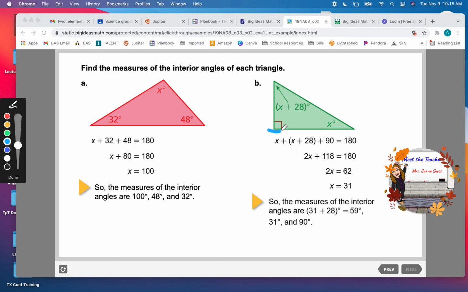One more time. When it has this square, it equals 90. If you got it, go ahead and go. X equals, we solved that one and we got 31, right? Okay, and then to find this last measurement right here, we plugged in 31 where that x is. So then we had to do 31 plus 28 to give me 59 for this angle.